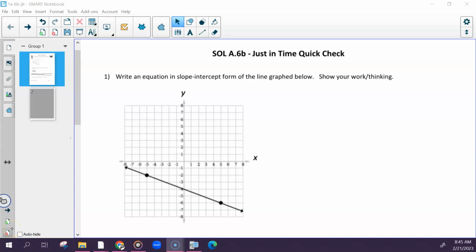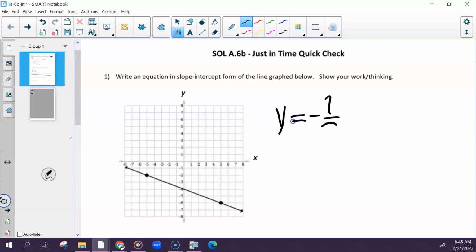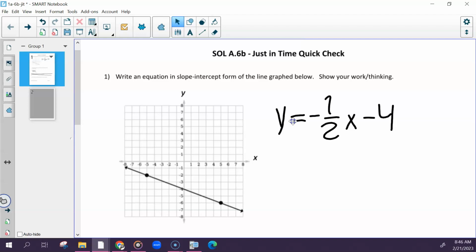Anyone want to come up and write the answer to number 1? Otis, you got it. Did anyone else have a different answer? So I saw a mixture of this and something else. Let's count these.